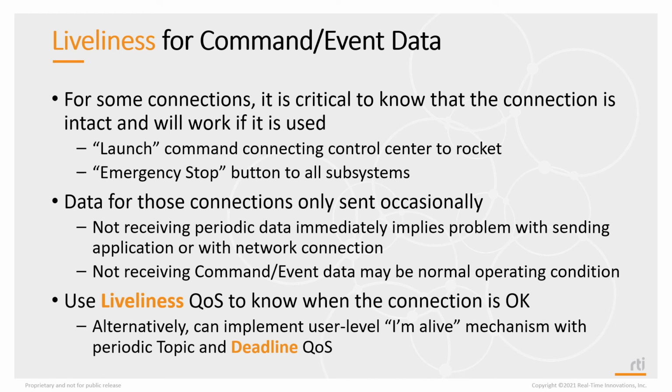Now, alternately, you don't need to use liveliness. You may want to explicitly have a user-level topic. You may create a topic that periodically sends status or health information about the application to everyone else. Then if the application crashes, the other applications stop receiving the periodic topic, and you could use a deadline QoS to detect that. So you could either use a Liveliness QoS for non-periodic topics, or you could use a periodic topic and a deadline QoS. They essentially do the same thing.